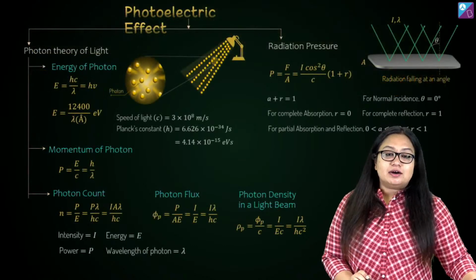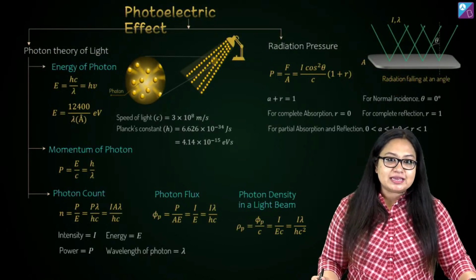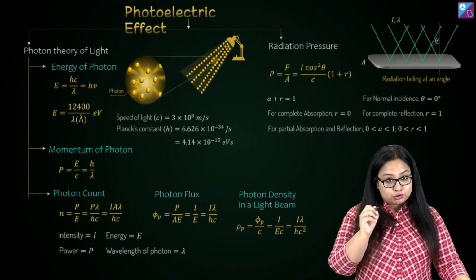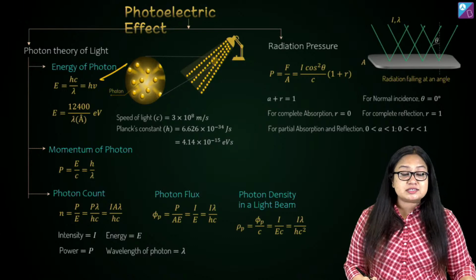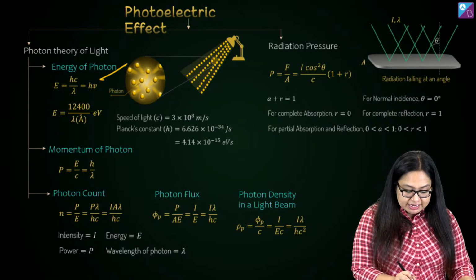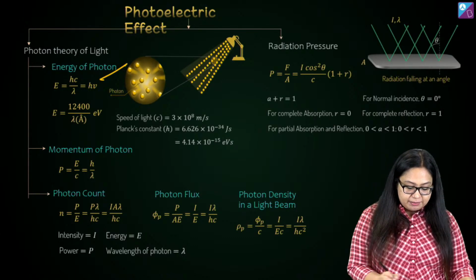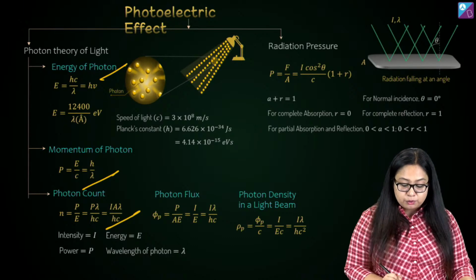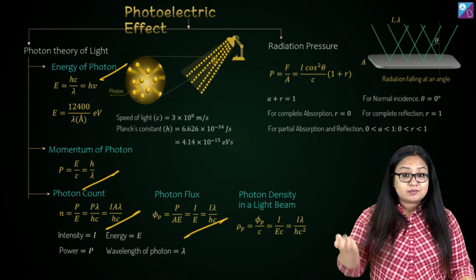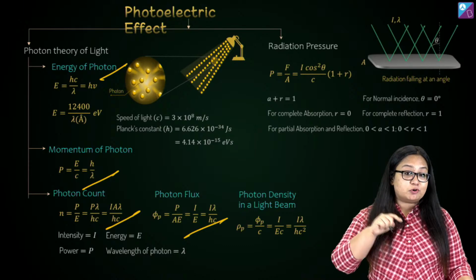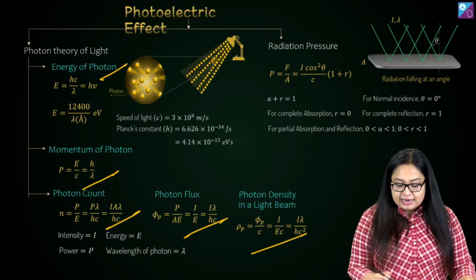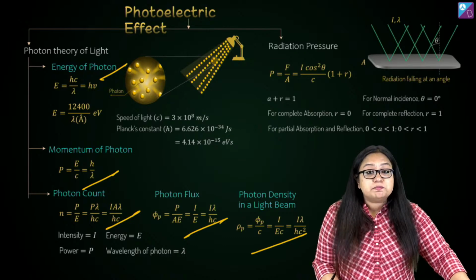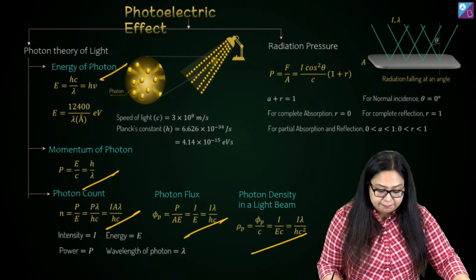Here I've got a good mind map for you guys, a good summary for you guys. So do take a note. What do we have here? We've got energy of photons. We learned about it. What is the energy of photon? h nu, hc by lambda, momentum of a photon, photon count, photon flux. Number of photons per second is photon count, number of photons per second per unit area is photon flux, and then photon density, number of photons per unit given volume of the beam.